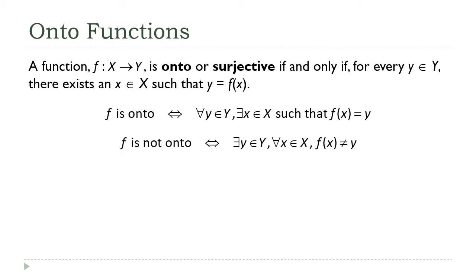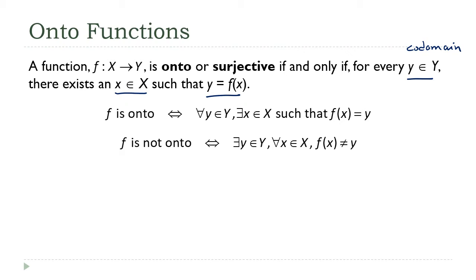So the second type of function that's going to be important to us when talking about relationships between sets is what's called an onto or a surjective function. And you can read the definition here, right? A function is onto if and only if for every y in the set Y, so now we're looking at values from the codomain, there exists an x from the domain such that y equals f of x.